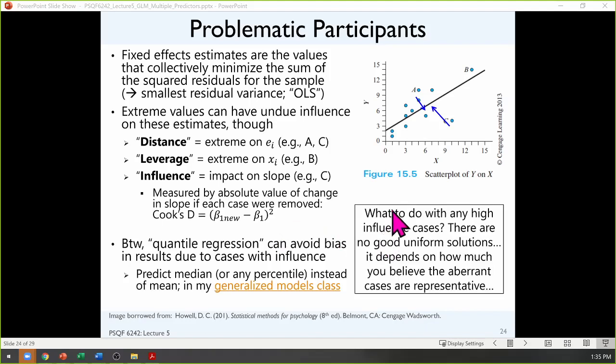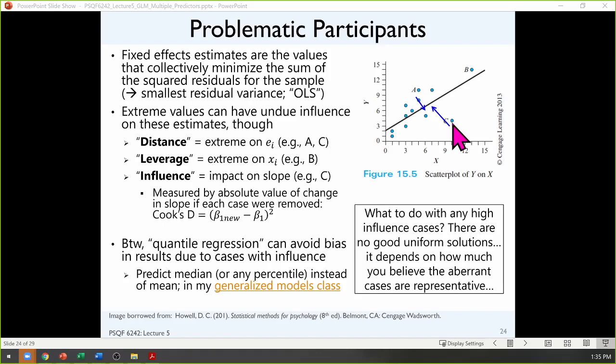So some people might say, well, C looks like they have extreme influence. Let's get rid of them. Do you think I should be allowed to just kick people out of my data set? It's like, well, I want my slope to be more this way, so you're gone, and you're gone, and you're gone. It's like, no, it's not tailoring, right? You don't get to nip and tuck your data until it fits perfectly the way that you want it to. That is not cool.